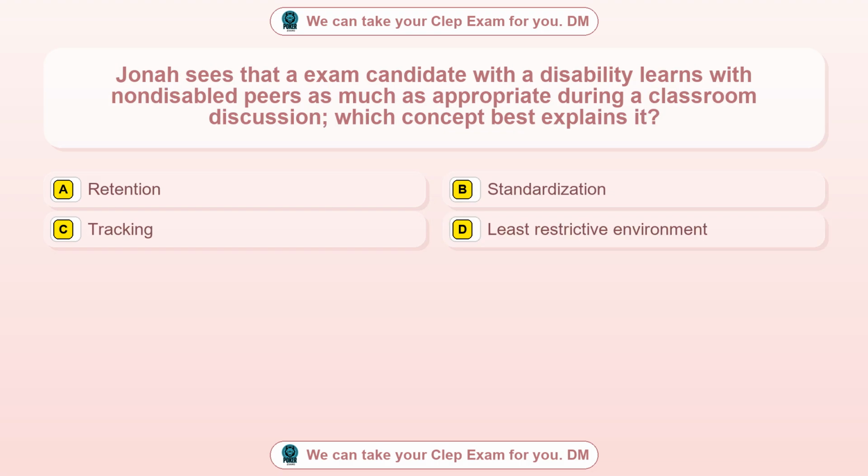Question 63. Jonah sees that an exam candidate with a disability learns with non-disabled peers as much as appropriate during a classroom discussion. Which concept best explains it? Option A, retention. Option B, standardization. Option C, tracking. Option D, least restrictive environment. The correct answer is option D, least restrictive environment.